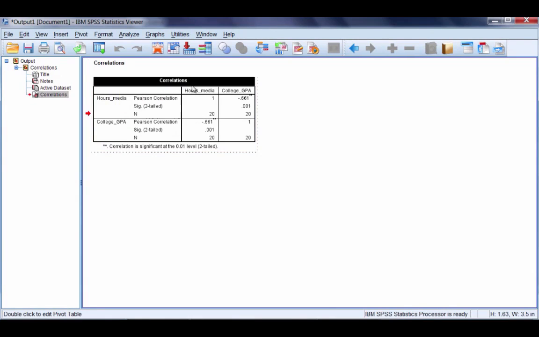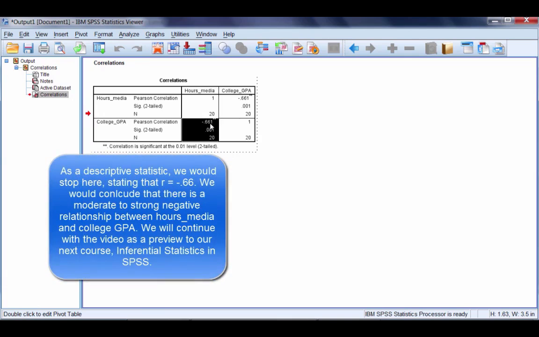And the way you read this here is you want to see where hours media and college GPA meet or intersect. So these two variables, if you see, they meet right here in this box. And it's also shown here once again as it's redundant. So either box is fine to look at. Notice that our correlation, where it's shown here as Pearson correlation, is negative, so it is negative 0.66 if I round to 2 decimal places. And then the p-value is 0.001.